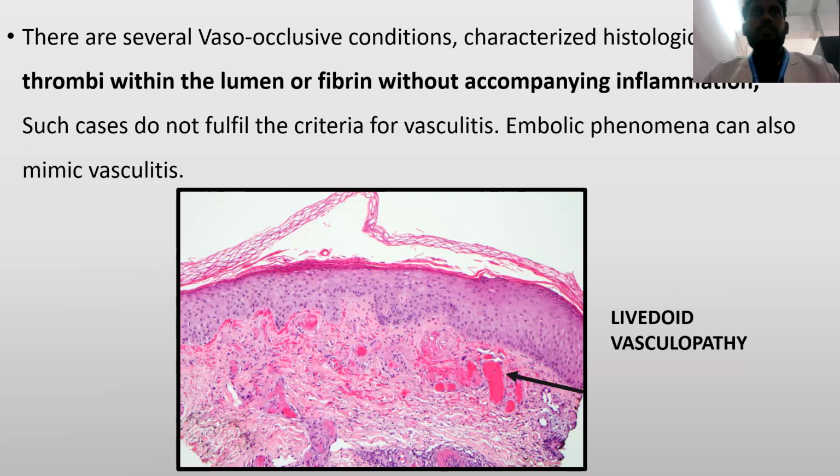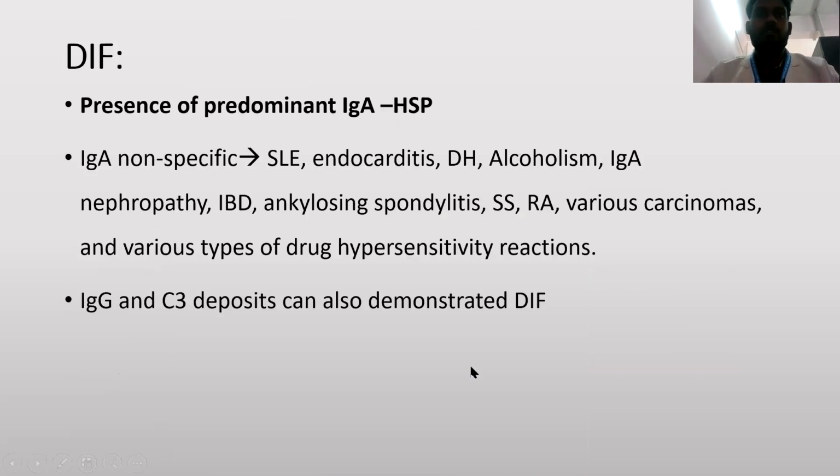There are several vaso-occlusive conditions which can actually mimic vasculitis. They will have a thrombus in the vessel without any inflammation. For example, this is the case of liver vasculitis.